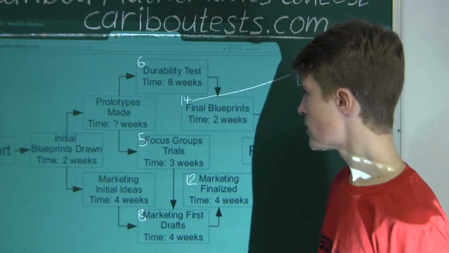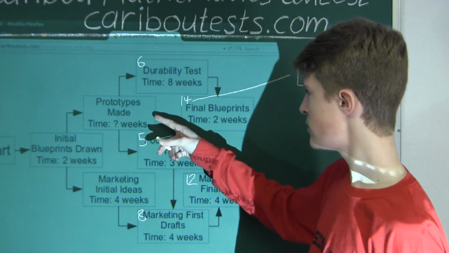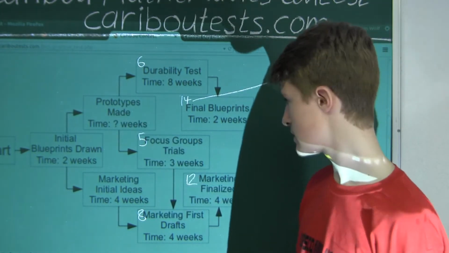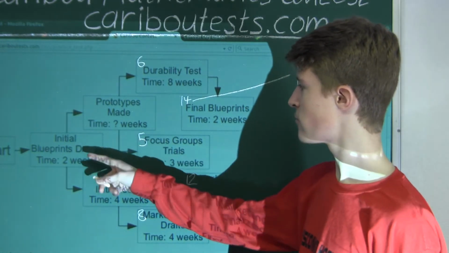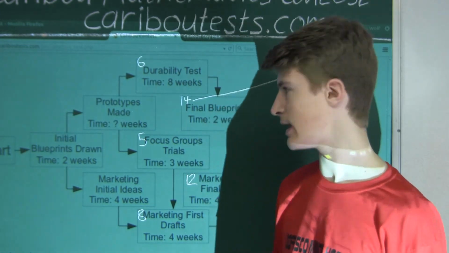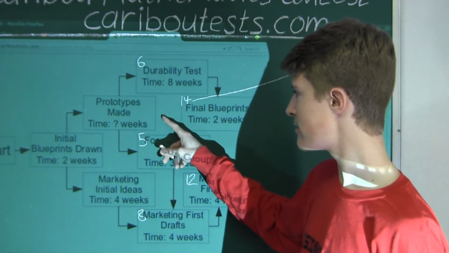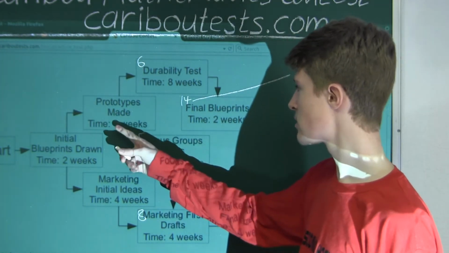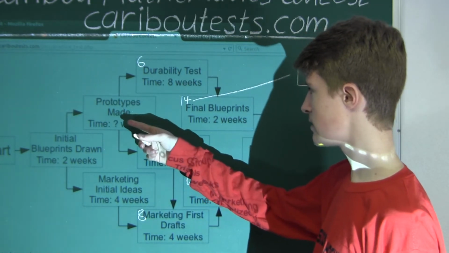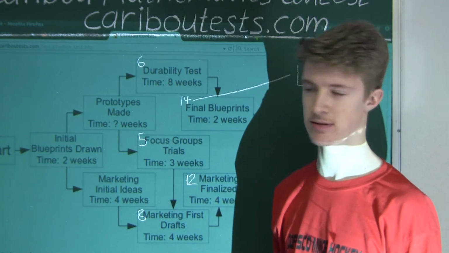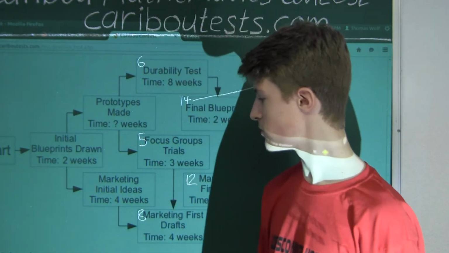Okay, so therefore we know that the latest finish time for prototypes made is 5 weeks, and we know that the earliest starting time for that is 2 weeks. So we will take the difference, and that is 5 minus 2, which is 3 weeks. So the maximum number of weeks that prototypes made can take is 3 weeks. So the answer is C, 3 weeks.